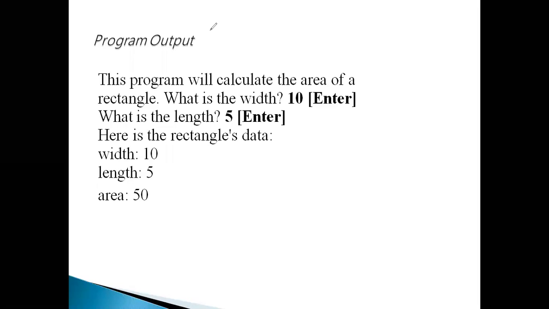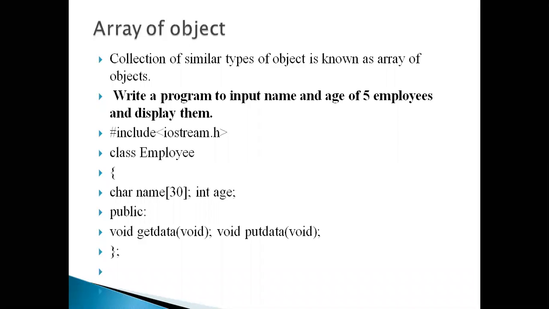Then, apart from this, now array of objects. Up to now, we discussed what is meant by a class, how to define a class, how to define or declare the object for the class, how to access the data members and member functions of the class, and execute the program. In the earlier program, we created only one object, and with only one object we asked for the values like width and length. So it creates one copy.